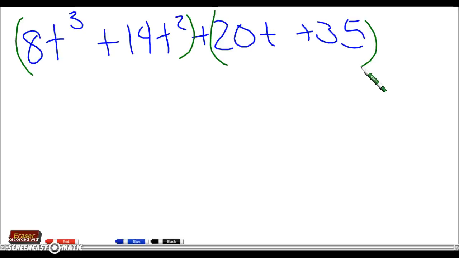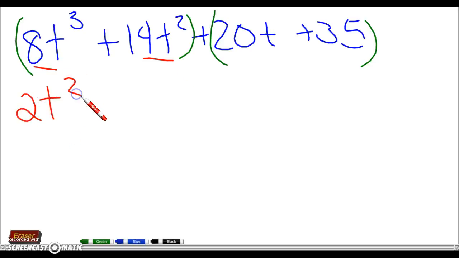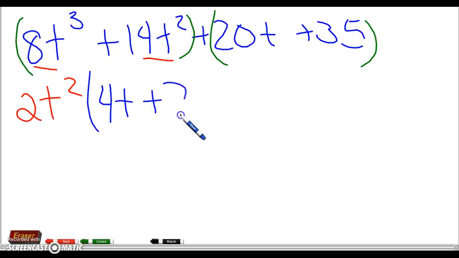Then after I've grouped them, I'm going to look at each of these numbers and I'm going to say, what do they have in common? What's the greatest common factor of 8t cubed and 14t squared? Well, it would be 2t squared. And so when I pull that out, I'm left with 4t plus 7.